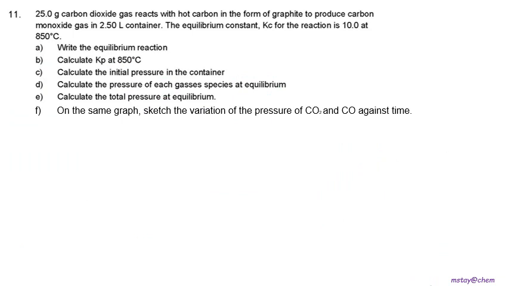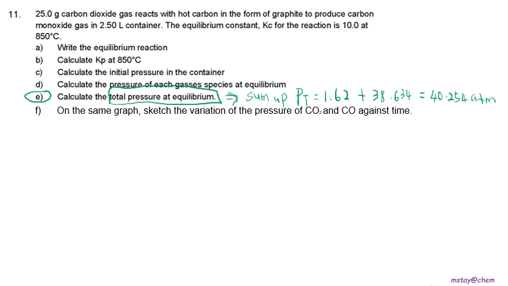Next, we are going to answer question E. Calculate the total pressure at equilibrium. From the term total pressure, we know that the mathematical operation here is to sum up. At equilibrium, the carbon dioxide gas is 1.62 atm, and the other gas is carbon monoxide, whose partial pressure we calculated in the previous slide is 38.634. When you sum up these two values, it equals 40.254 atm.